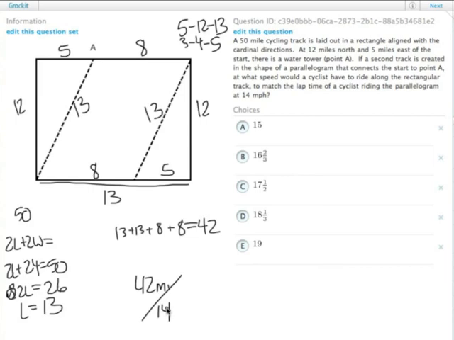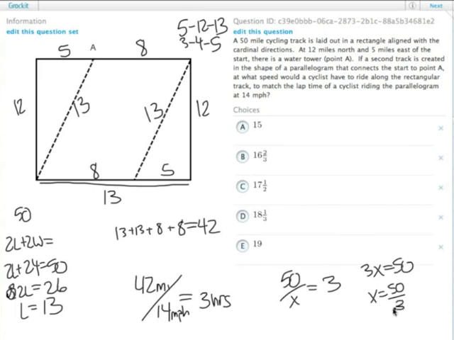So the parallelogram racer goes around a 42-mile track at 14 miles per hour. 42 divided by 14 equals 3 hours. So the one cyclist makes it around this inner track in 3 hours. The guy going around the outer track wants to do that same track, the 50-mile track, in 3 hours. So 50 at whatever his rate is equals 3. So 3x equals 50, and x equals 50/3, obviously, which is 16 2/3. Answer choice B.